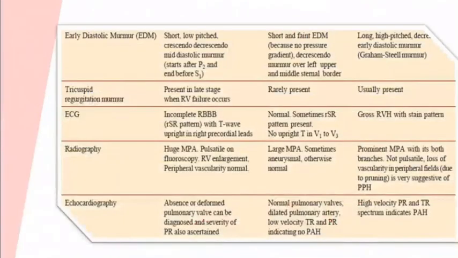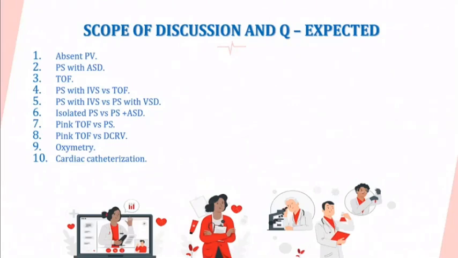So that's it, sir. These are the points I wanted to enumerate, but since it is a vast topic, there is a lot of scope and questions expected of the residents. Here I have not covered absent pulmonary valve, as it is often associated with TOF, which is a cyanotic heart disease, and pulmonary stenosis with atrial septal defect, TOF per se, and pulmonary stenosis with intact ventricular septum versus TOF is always a favorite discussion.